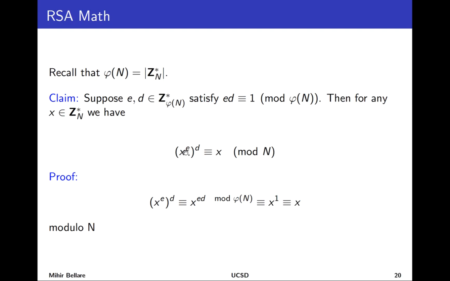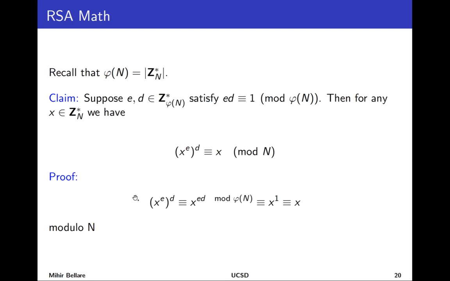In this group, Zn star, I raise X to the power E, which I think of intuitively as encrypting it. And then I take the result, which I take mod n, not mod phi of n, but mod n, and raise it to the power d. Perfectly legitimate operations. And the claim here is that what will come back is just x itself. Raising to the e'th power and then raising to the dth power reverses itself, and you just get back the same thing you started with.